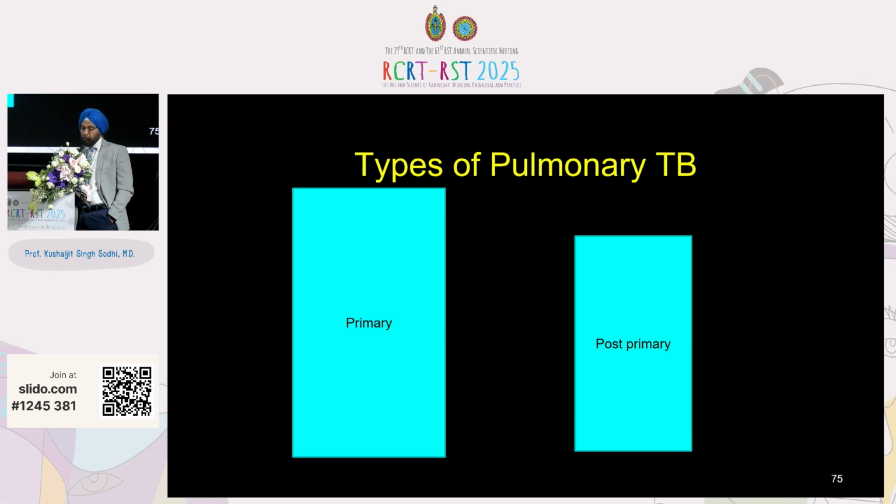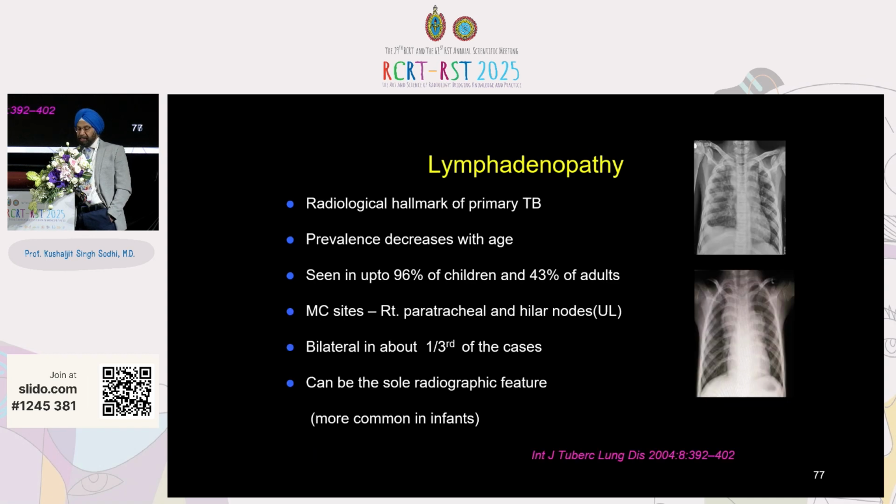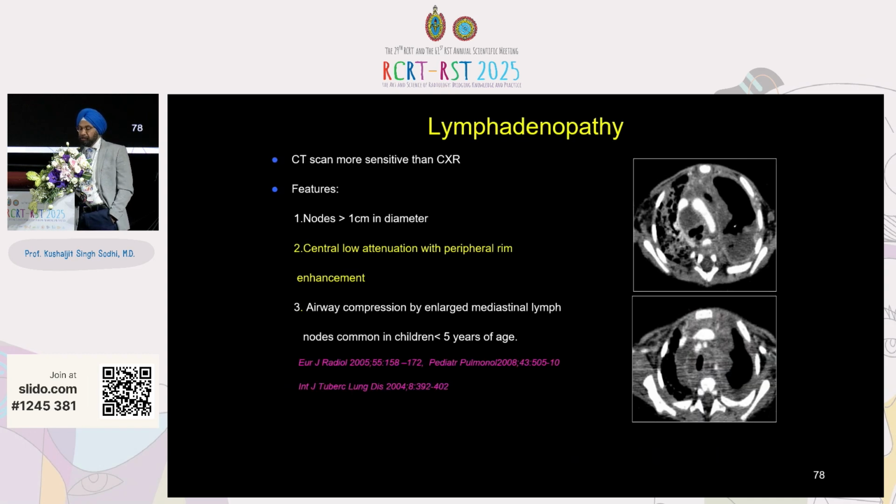A quick word about pulmonary tuberculosis, which can be primary or post-primary. The incidence is now coming down across the globe, but it's still there. Primary TB is seen in patients not previously exposed to Mycobacterium tuberculosis, infants and children less than 5 years. This can be parenchymal, nodal, effusion, as well as miliary, but lymphadenopathy is the one we want to diagnose early because it's the most common and important finding in primary tuberculosis in a child.